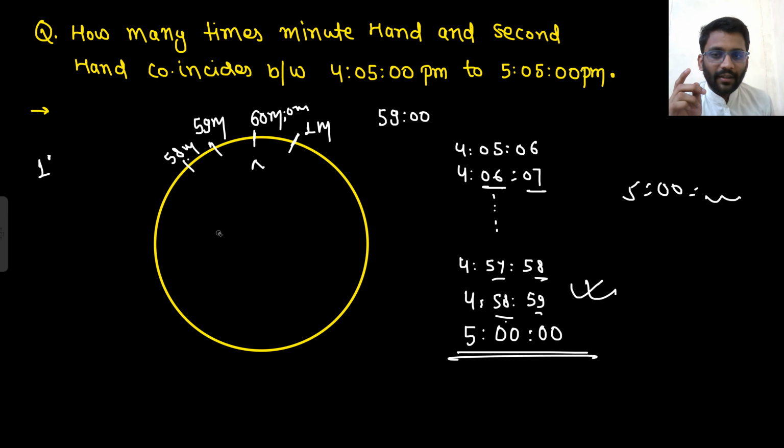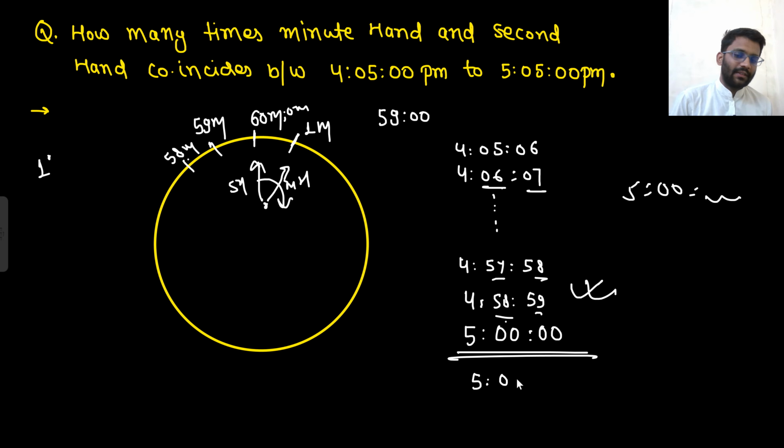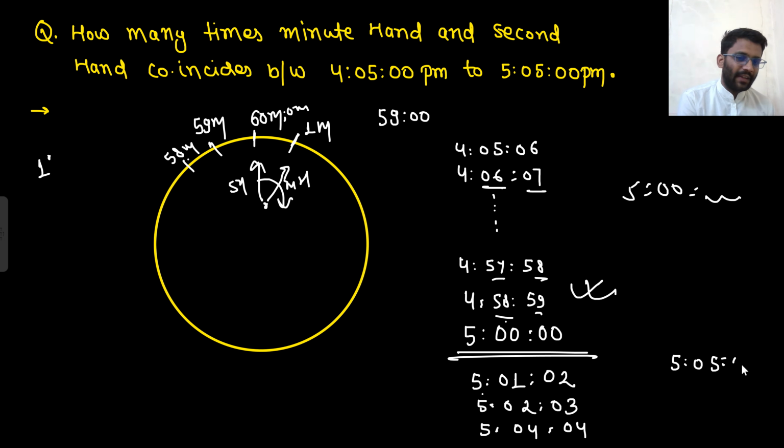Now again what will happen? Your minute hand is here and this is your second hand. Now what will happen? Again it would come and collide. So at 5 hours, 1 minute and some 2 seconds it will collide. Then again at 5 hours, 2 minutes and some 3 seconds it will collide. Last it will collide at 5 hours, 4 minutes and some 4 seconds. The next, 5 hours, 5 minutes and 5 seconds, will not be counted.